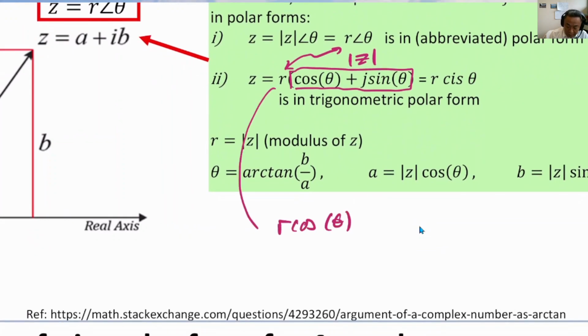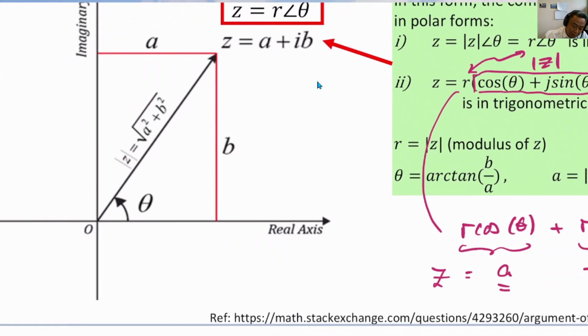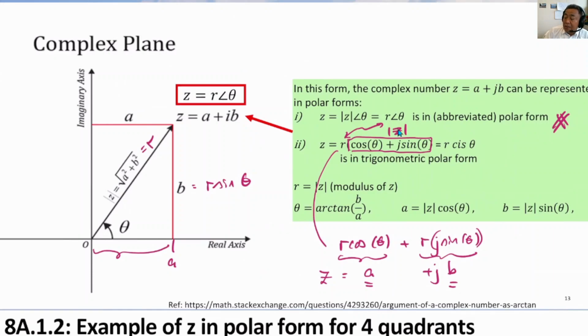R cosine theta is equal to A plus R j sine theta is equal to plus jB. So Z is equal to A plus jB, and the real value A can be extracted from the trigonometric polar form by R cosine theta. Because look, if this is equal to R, which is the magnitude of this vector, R cosine theta is this point here, A, and R sine theta is B. So we call this form the trigonometric polar form, and R angle theta is the abbreviated polar form. Here R is the absolute value of Z, which is the modulus of Z, which is also the length of Z.